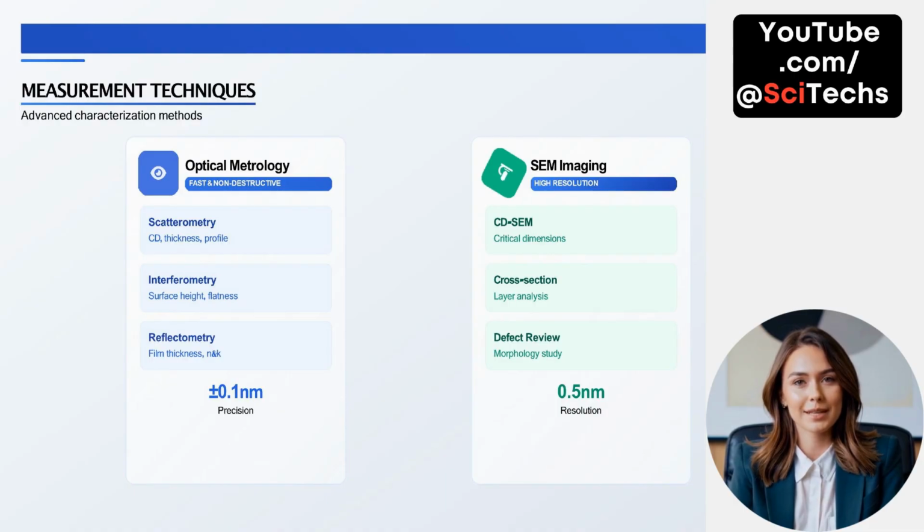On the other hand, SEM imaging provides high-resolution visualization, ideal for detailed inspections. CD-SEM measures critical dimensions at the nanometer scale. Cross-section SEM helps analyze layer structures, revealing insights into deposition quality. Defect review SEM supports morphology studies and identifies particle defects or pattern abnormalities, achieving resolutions down to 0.5 nanometers. Together, these techniques form the backbone of precise process control and defect analysis.